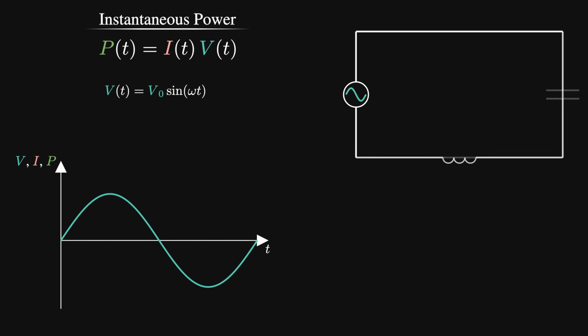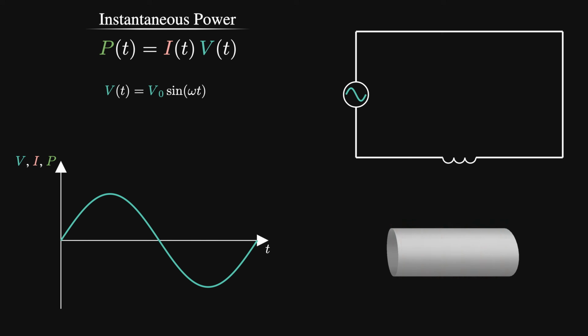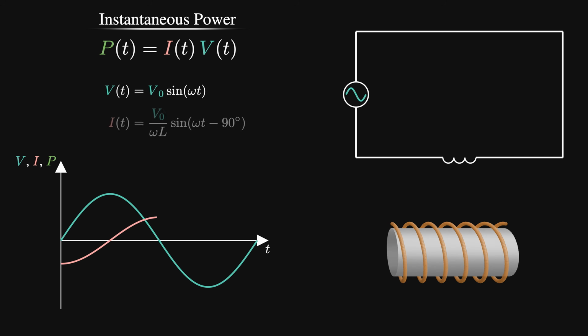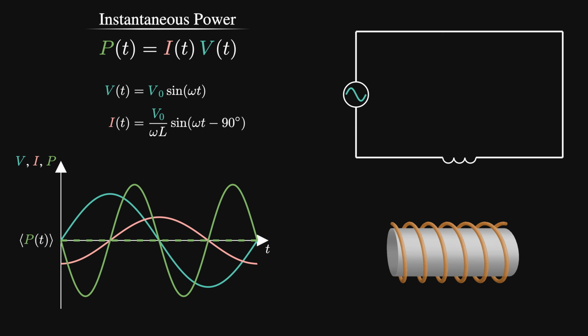For an inductor, we get a very similar scenario. In this case, the current lags the voltage by 90 degrees, because the magnetic field in the inductor takes time to grow and collapse. Just like the electric field in the capacitor, this magnetic field stores energy. As you could guess, we once again see a sinusoidal power, where the average is zero.